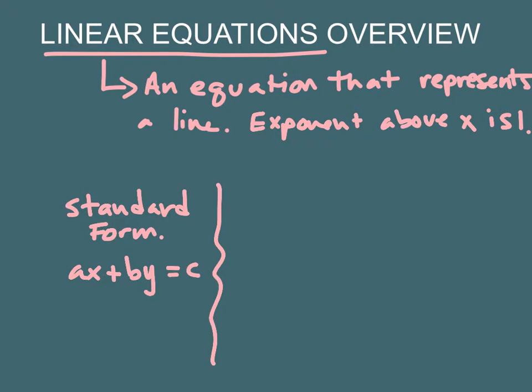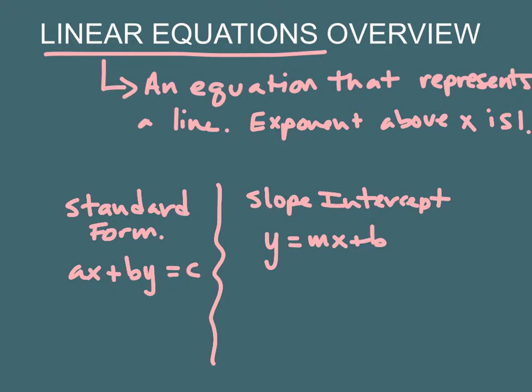The other one that we have is called slope-intercept form. All right, and this one we've got y equals mx plus b, where m represents your slope and b is your y-intercept. Okay, and we'll talk more about these.